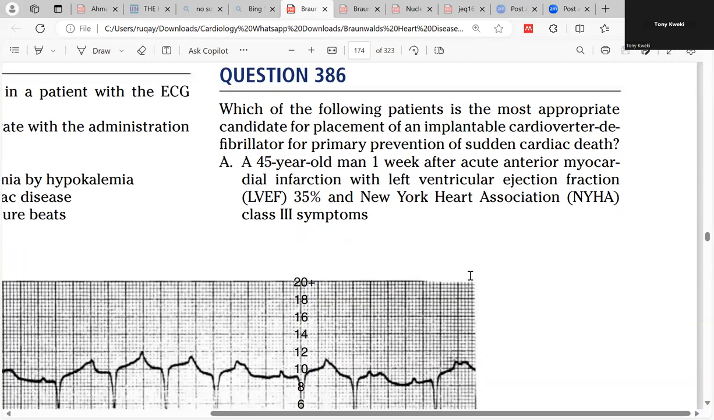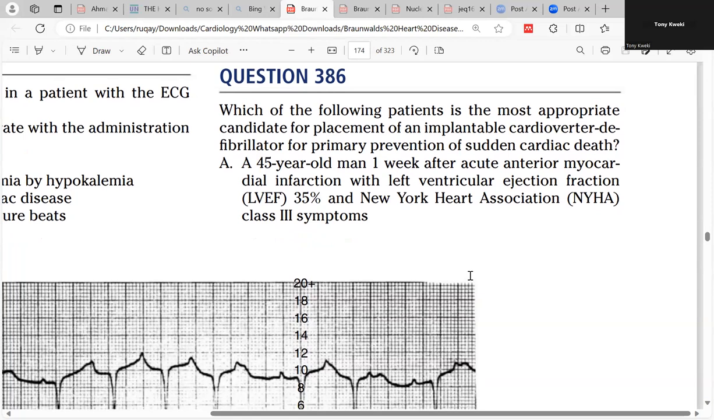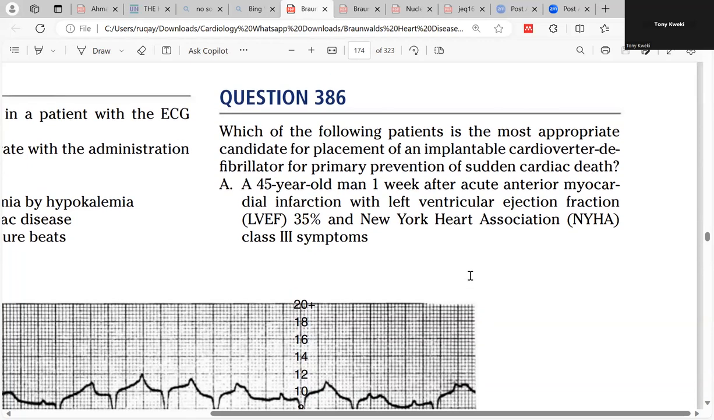Yes, let's move on. Question 386 says, which of the following patients is the most appropriate candidate for placement of an implantable cardioverter defibrillator for primary prevention of sudden cardiac death. The primary is relevant. For secondary prevention, the indications are not that difficult. Anybody who has survived or has been successfully resuscitated from a cardiac arrest is eligible for an ICD for the most part.